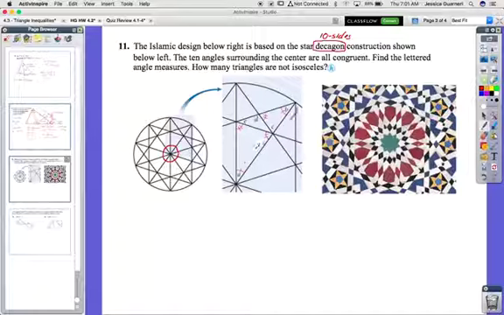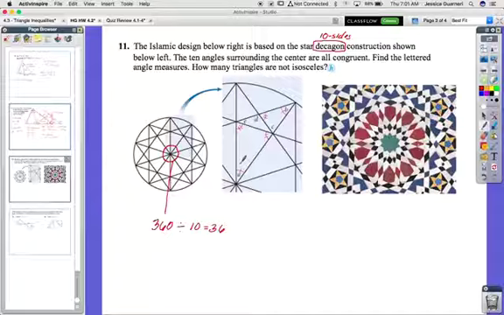We know some congruency, so that's going to help us. Now, in order to get started, we need to use the information they gave us that the 10 angles are congruent. What do we know about a circle? How many degrees are in a circle? Okay, so we have 360 degrees in a circle. They told me that there were 10 angles and they were all the same. So I'm just going to divide 360 by 10. That's going to give me 36.